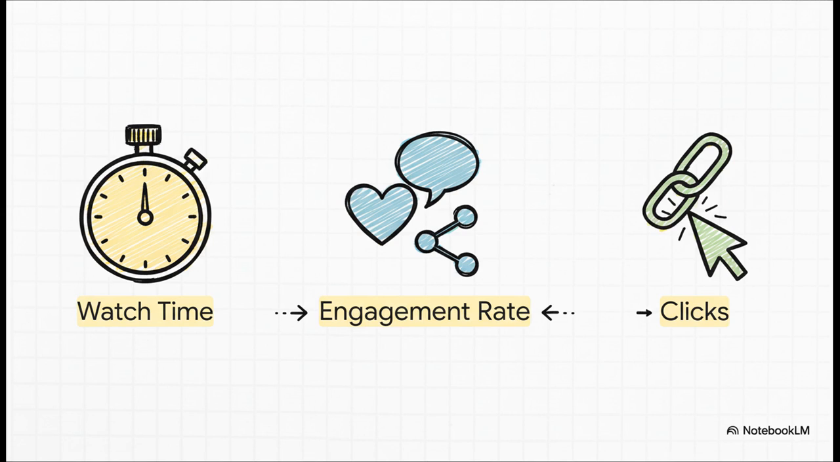And listen, you don't need to be some kind of data wizard. Just focus on tracking these 3 simple things every single week. Average watch time tells you if your videos are actually interesting. Your engagement rate shows if you're sparking a real conversation. And clicks to the link in your bio, that tells you if you're turning viewers into customers.